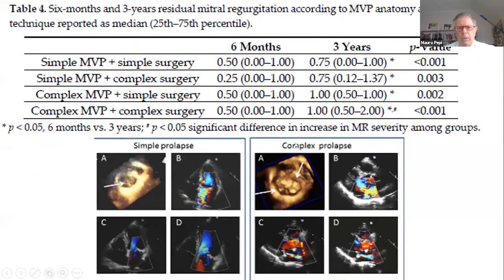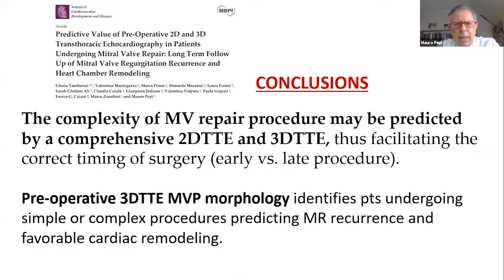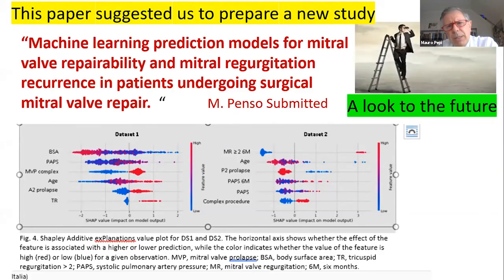And I will not go into details on the statistical analysis, but obviously complex MDPI and complex surgery were clearly the most important data that may predict the results in the long run. So the conclusion of this paper is that the complexity of mitral valve repair procedure may be predicted by comprehensive 2D TEE and 3D, and the pre-op 3D TEE morphology identifies patients undergoing simple and complex procedures and predicts MR recurrence and favorable cardiac remodeling.